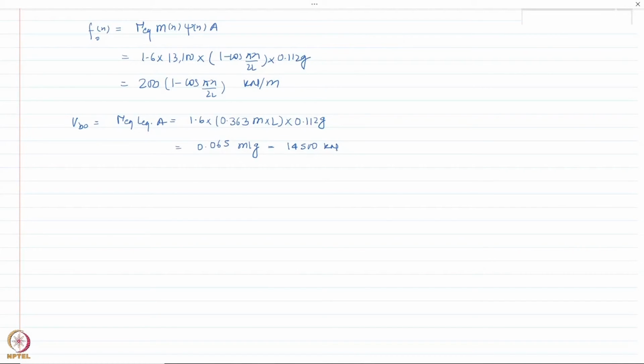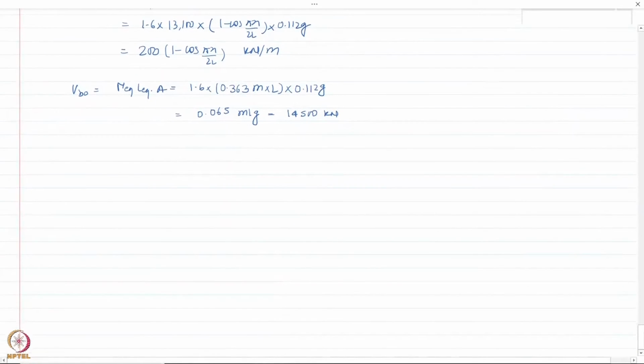Okay, so this example demonstrates how to employ the generalized SDOF procedure of analysis to find out the response of a continuous system using the similar methods that we have used previously for a single degree of freedom system. Okay, all right, so this gives the idea of how to analyze a continuous system.